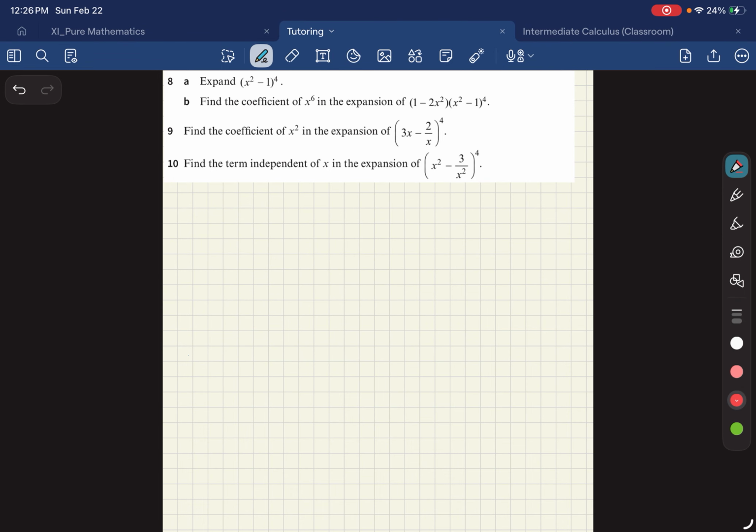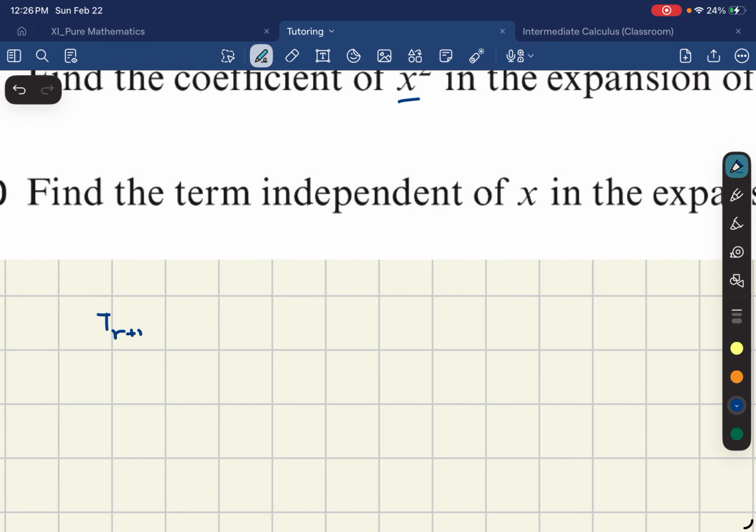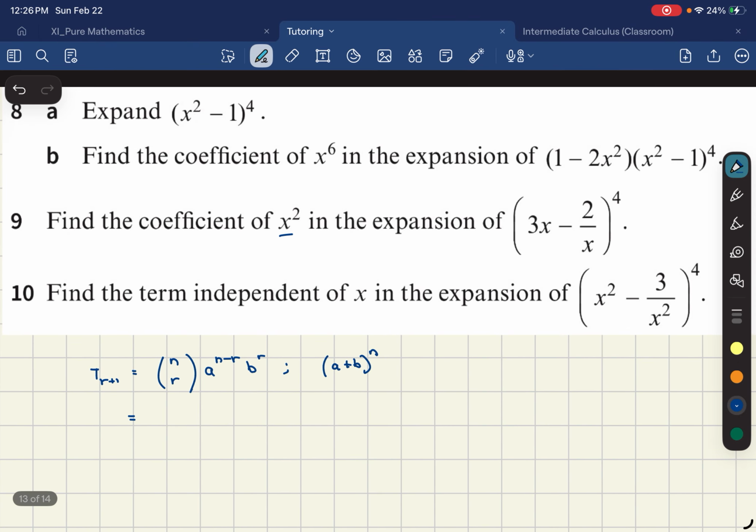Now question 9 is also very similar. It just says find the coefficient of x². Now let us use the formula that we were talking about, the r plus 1th formula. So T(r+1) tells us that our term is nCr, a to the power n minus r, b to the power r, where we have (a + b) to the power n. That is the r plus 1th term. So let's use, we know that n is equal to 4. We don't know what our r is, right?